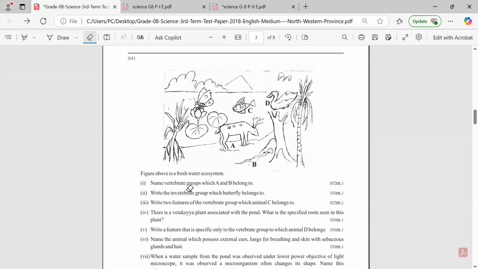Good. Write the invertebrate group which butterflies belong to. Butterflies belong to Arthropoda. Yes, it is. Write two features of the vertebrate group which animal C belongs to. They want features. What are the features of the group fish or Pisces?